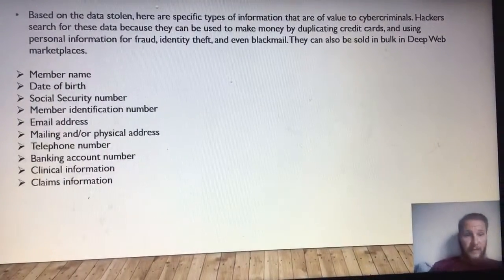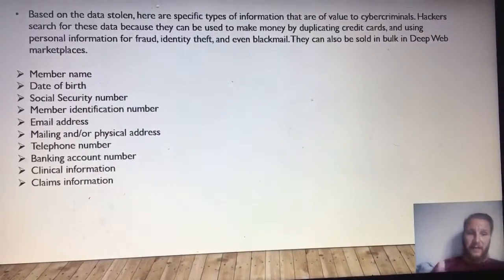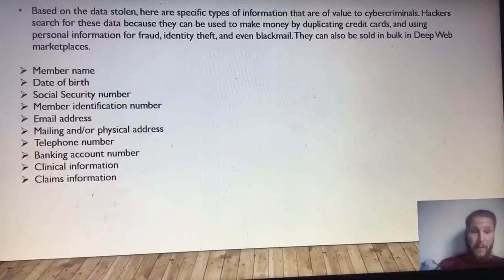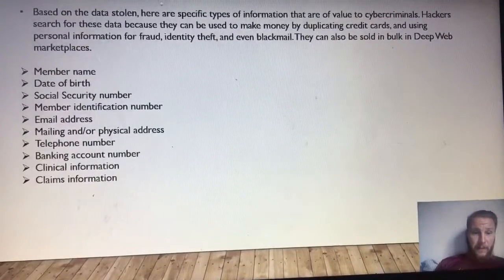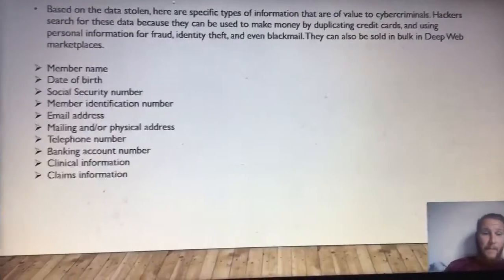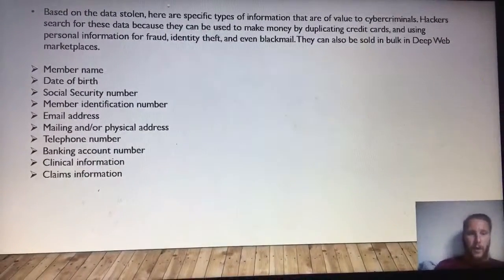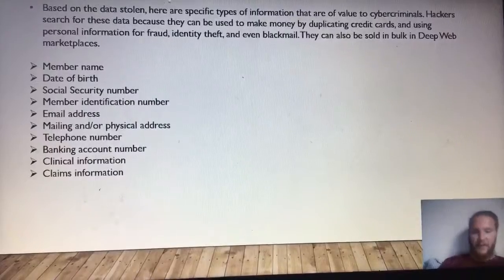So we have types of information such as the member name, the date of birth, the social security number, member identification number, email address, mailing and/or physical address, telephone number, banking account number, clinical information, and claims information.